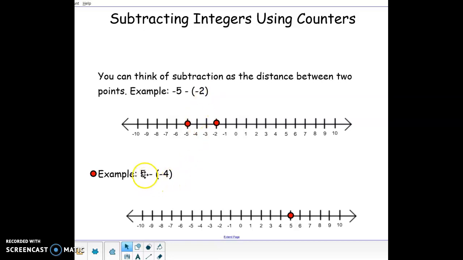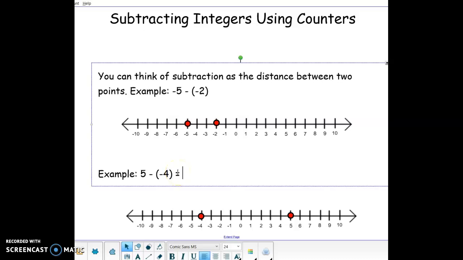And it works the same as here. So if I have positive 5 and I'm at negative 4, so I'm going to take this over here and drag it to my negative 4 spot. And if I look here and count my spaces and the distance between these 2 points, I count this as 1, 2, 3, 4, 5, 6, 7, 8, 9. So we would say that positive 5 minus a negative 4 equals positive 9. Okay?